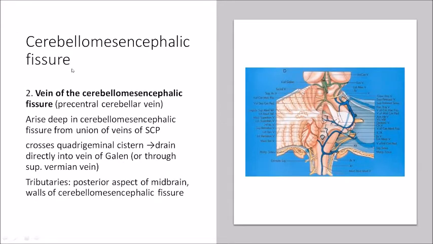Another group of veins that travels in the cerebellomesencephalic fissure is the vein of the cerebellomesencephalic fissure, which is also known as the precentral cerebellar vein. It arises, as we discussed, deep in the cerebellomesencephalic fissure from the union of veins from the superior cerebellar peduncle. It crosses the quadrigeminal cistern and drains directly to the vein of Galen, or maybe after joining with the superior vermian vein. It receives its tributaries from the posterior aspect of the midbrain and walls of the cerebellomesencephalic fissure.